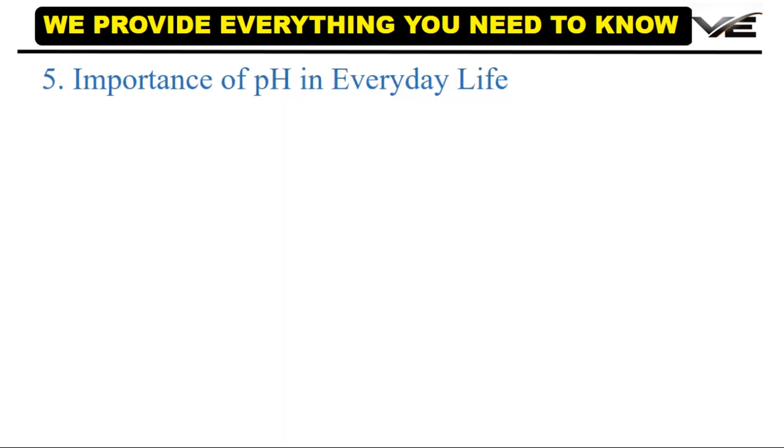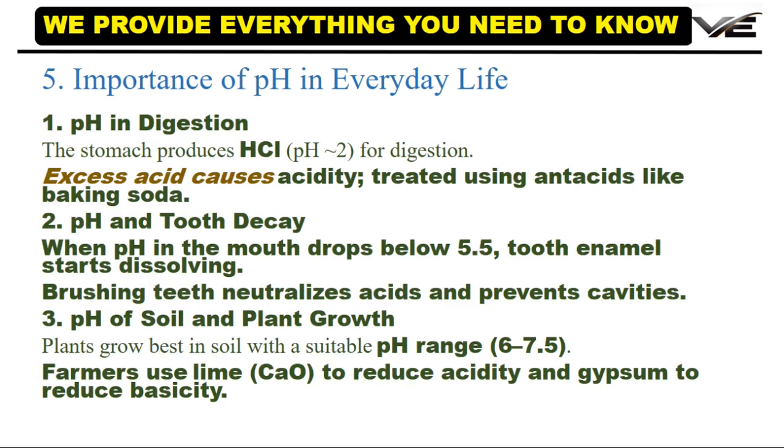Importance of pH in everyday life. pH in digestion. The stomach produces HCl with pH equivalent to 2 for digestion. Excess acid causes acidity, treated using antacids like baking soda.